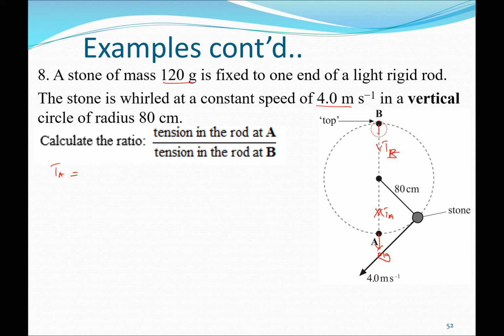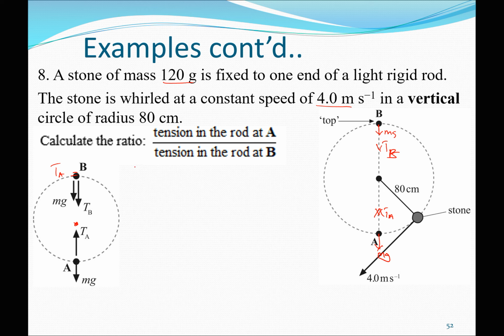And there is also a force here which acts downwards, which is mg. So if I just come up with a diagram, for clarity, at B, the tension is acting towards the center, and then there's weight mg. Then at A, the tension is acting towards the center. Of course, tension always acts away from the object.